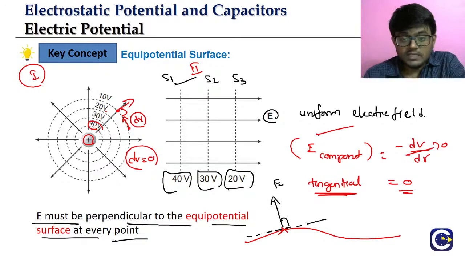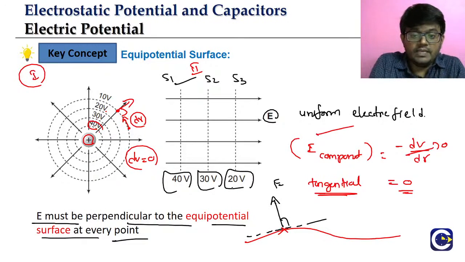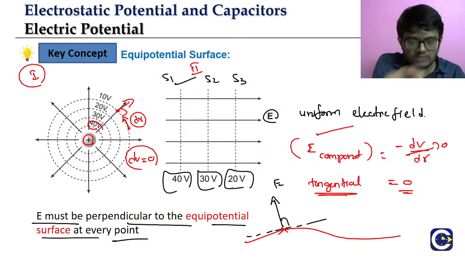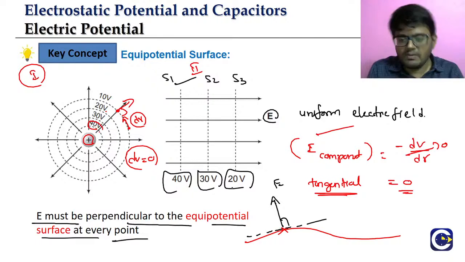So remember, when we draw a line or a surface perpendicular to the field lines, then all points on the surface will have the same potential. So what we call this surface is basically an equipotential surface.